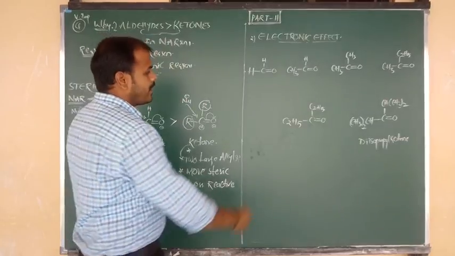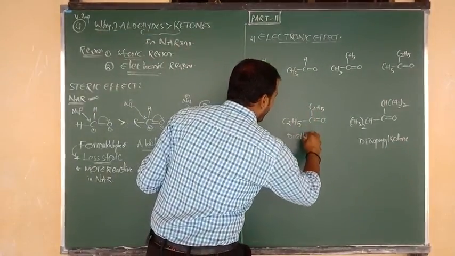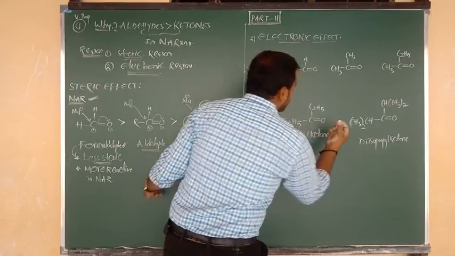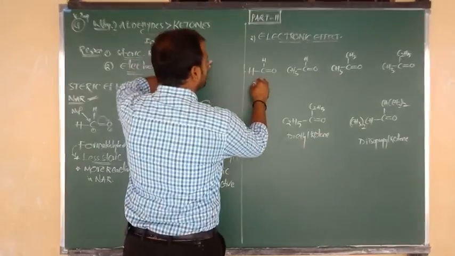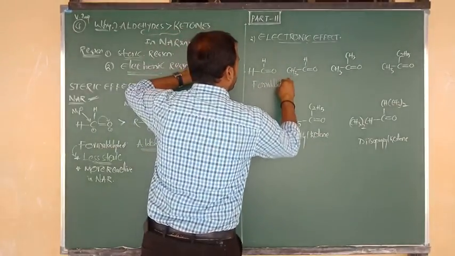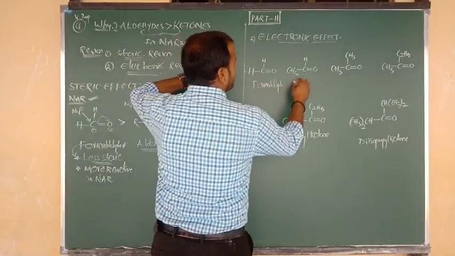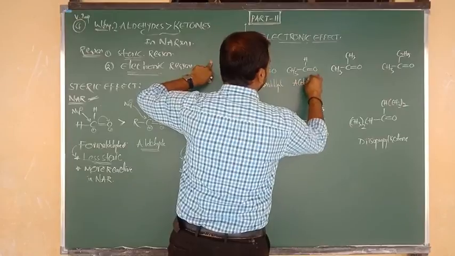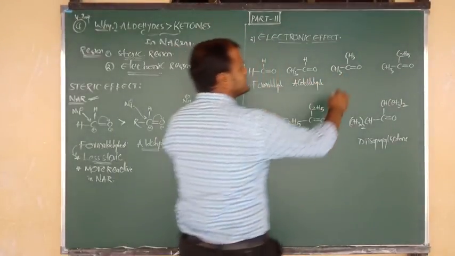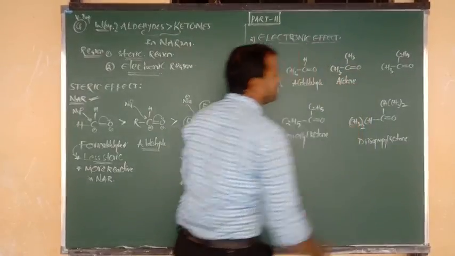Okay, beta. And what about this name? Diethyl ketone. Next, and this is nothing but what? Formaldehyde. And next one, this is nothing but what, beta? CH3CHO means acetaldehyde. Next one is CH3C double bond O CH3, the compound name is nothing but acetone.